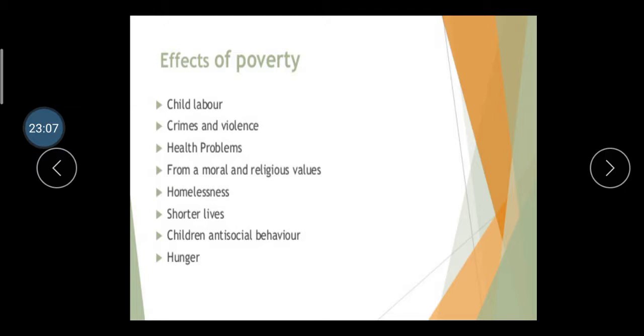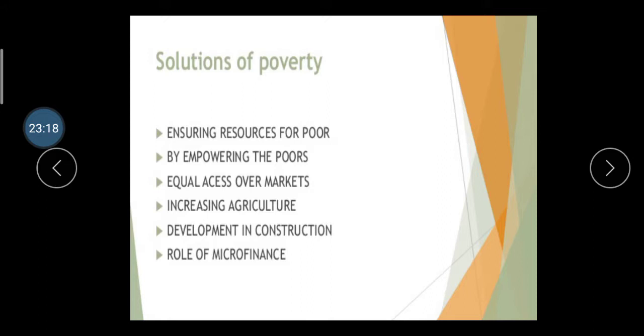Then after hunger, the first one is the need of our food, right, so they have to face this type of hunger. What are the solutions to poverty? So first one, ensuring resources for the poor.